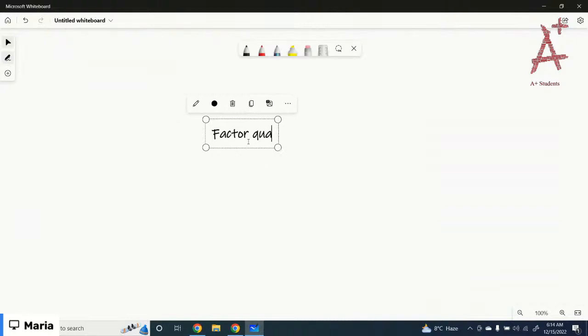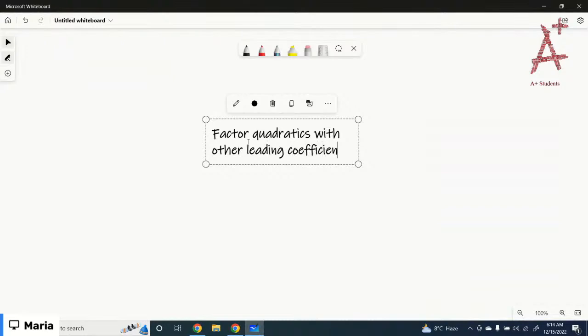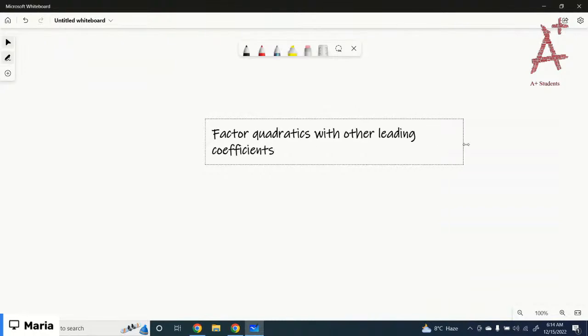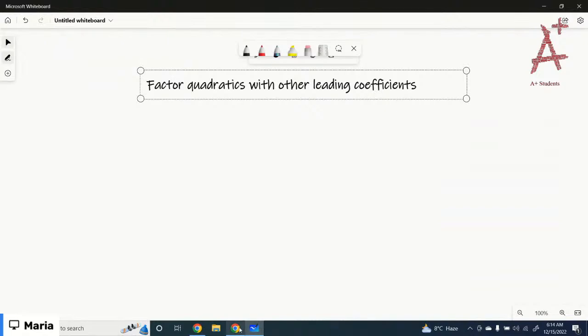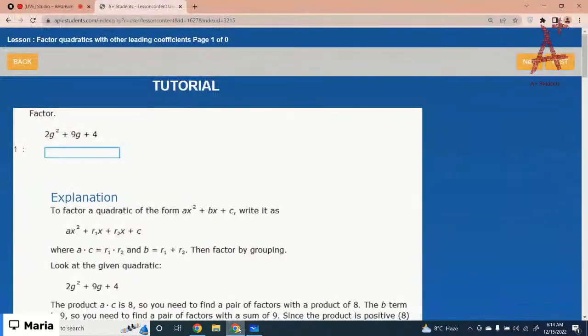Factor quadratics with other leading coefficients. Okay, let's start with the lesson. Okay, so we're given the equation.